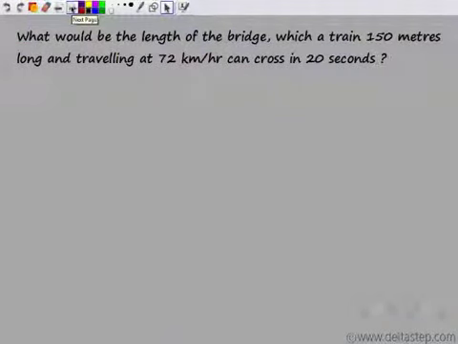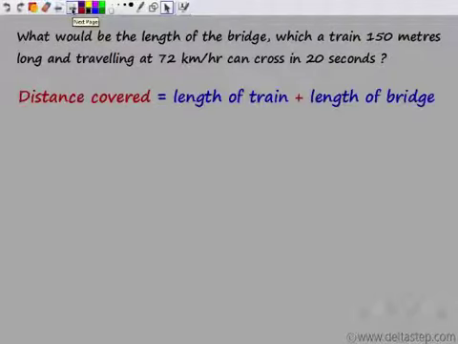What would be the length of the bridge which a train which is 150 meters long and traveling at 72 kilometers per hour can cross in 20 seconds? What I want to find is the length of the bridge. So we know that distance covered is nothing but length of the train plus length of the bridge.